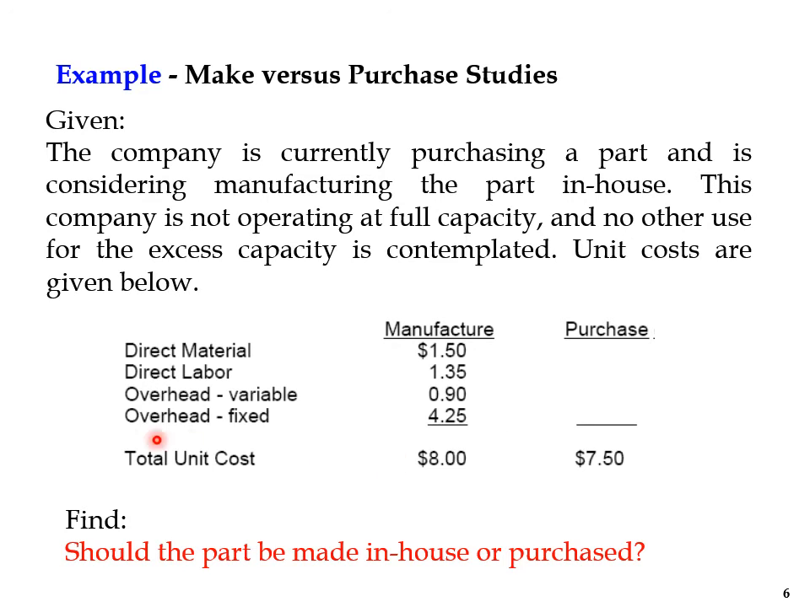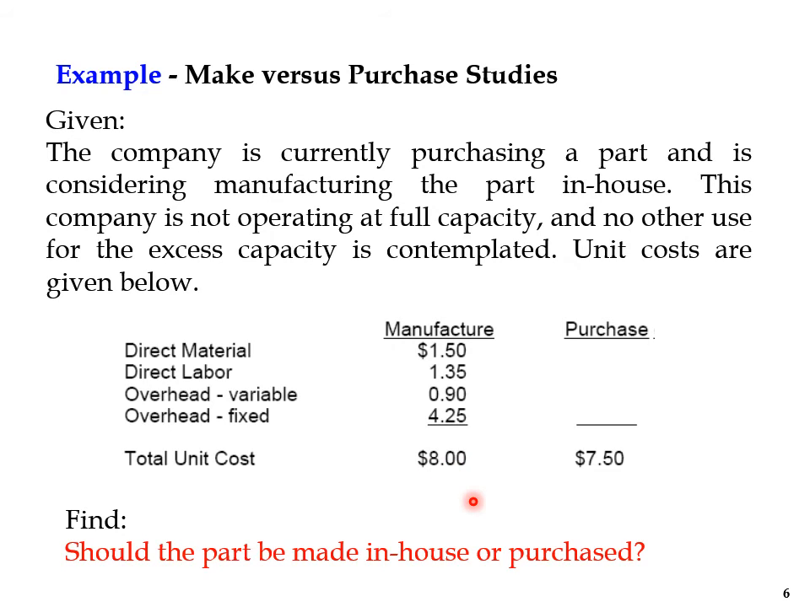And also there are some fixed overhead costs, for example, the insurance cost, the tax cost, the salary of the administrative staff, and so on. These are included in the fixed overhead cost, and this does not change with the number of units. When we add up all these, the total unit cost is $8. So if you purchase it, it is $7.5, but if you manufacture it by yourself, it's $8.